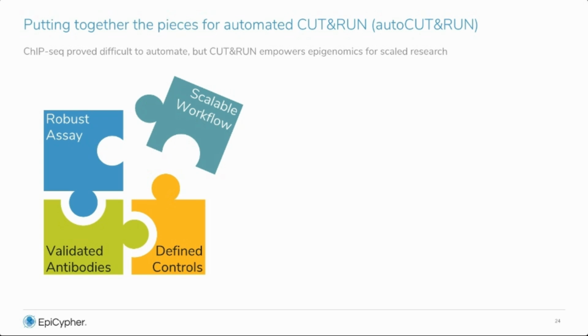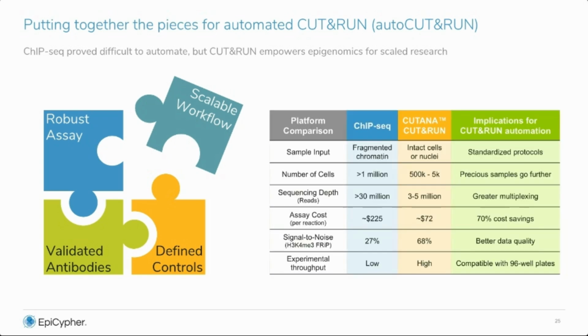So we had a robust assay. Our protocol is incredibly reproducible. We had those defined controls, those nucleosome spiking controls that I told you about. We have validated antibodies that we know work great in CUT&RUN. And now with the inclusion of SPRI beads in our workflow, we have a truly scalable workflow. And this is really a major advance, because if you think about, why didn't people do this before? It's because ChIP is incredibly hard to automate. Some people have done it, but it presents lots of problems.